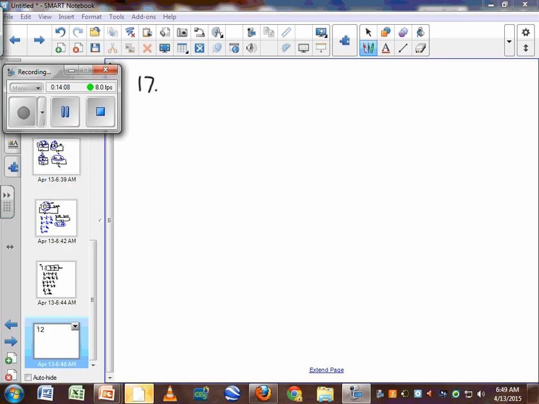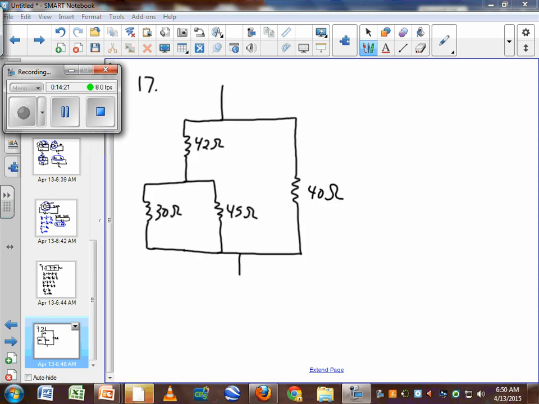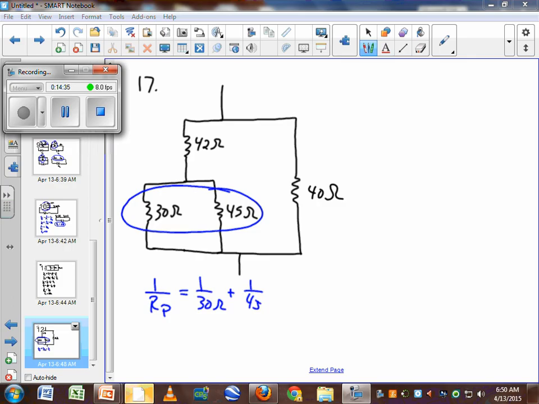Now we'll look at question 17, which is a combination circuit, and I'll let you draw that and try to figure that one out on your own, and then you can check the answer here. So to find equivalent resistance in this circuit, we look at the 30 and 45 together that are in parallel. And so 1 over Rp equals 1 over 30 ohms plus 1 over 45 ohms, and you solve that fraction, I'll let you go ahead and do that on your own, but Rp, that equivalent resistance, ends up equaling 18 ohms.